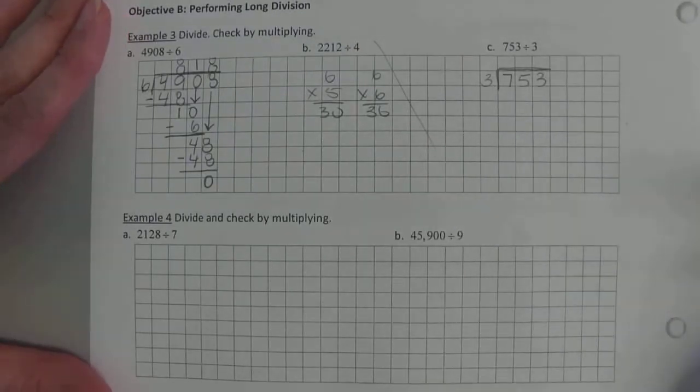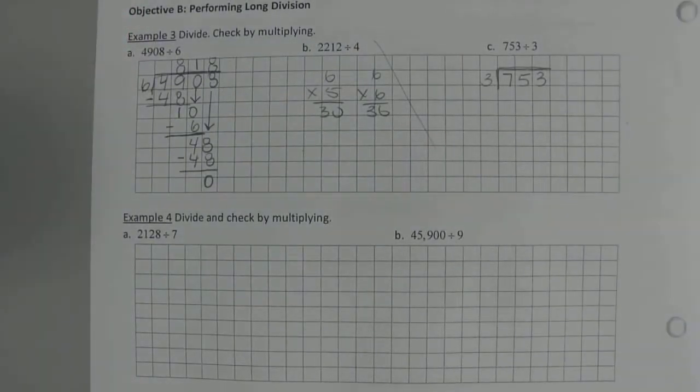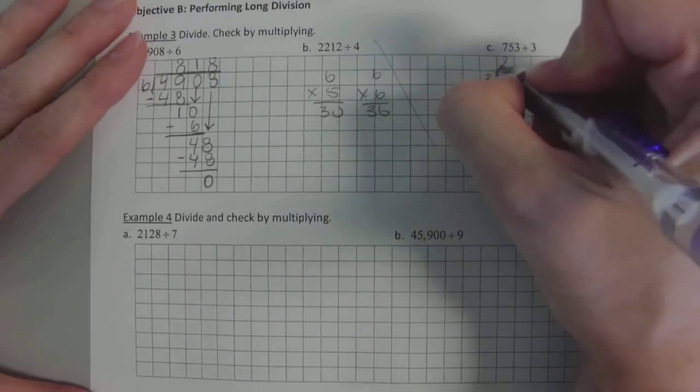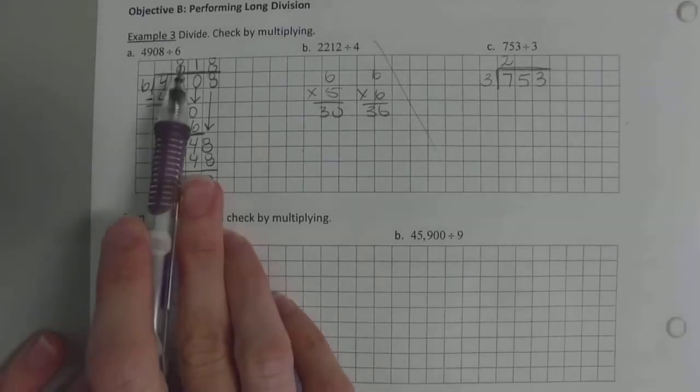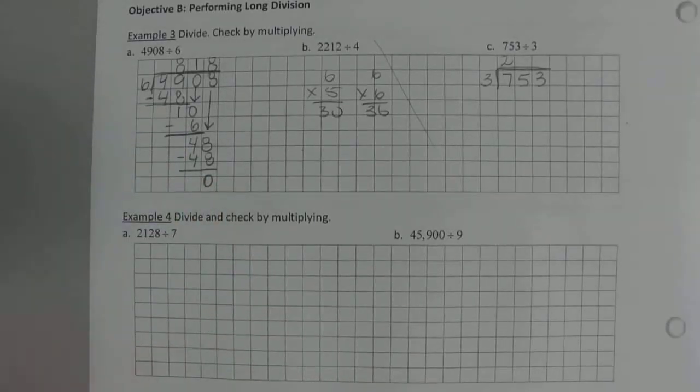Can 3 go into 7? Yes. It can. 3 times 1 is 3, right? 3 times 2 is 6. 3 times 3 is 9. That bumps me over, right? So how many times can 3 go into 7? 2 times. So you put it on top of the 7 because that's the number I went into. Over here, I went into the 49, so I put it over the 9 there.